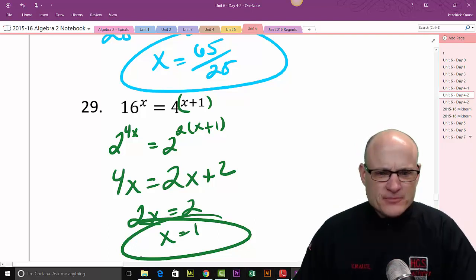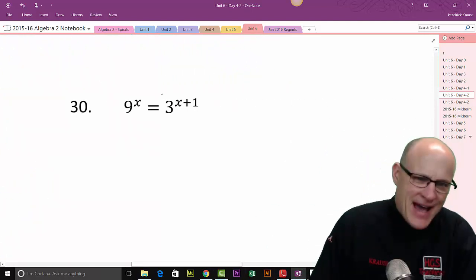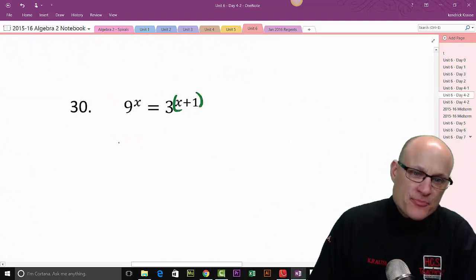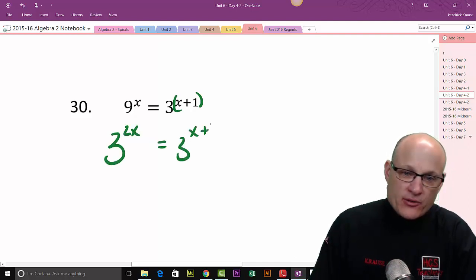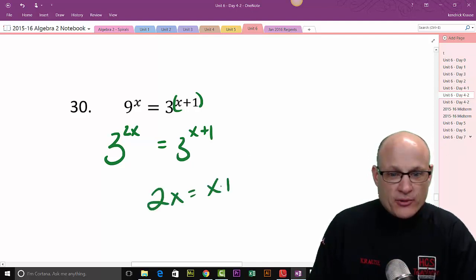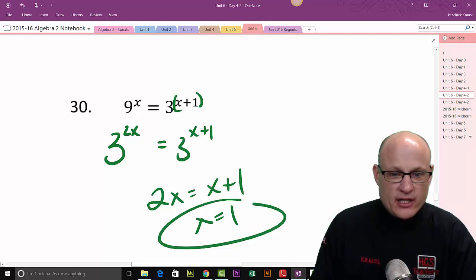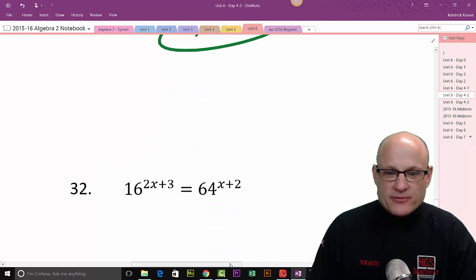That 30th problem is hard. I need some coffee. Oh, no, it's not. So this is 3 squared x equals 3 to the x plus 1. Ooh, man, that was tough. So 2x equals x plus 1. X equals 1. Done. I'll let you look at it for a second because that was tough. Done with 30. Got 10 left.